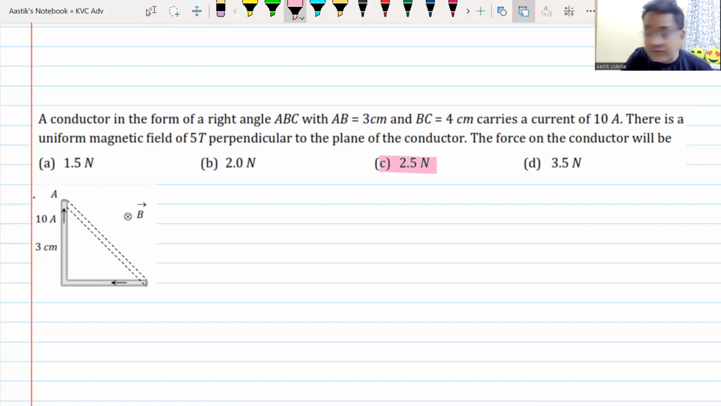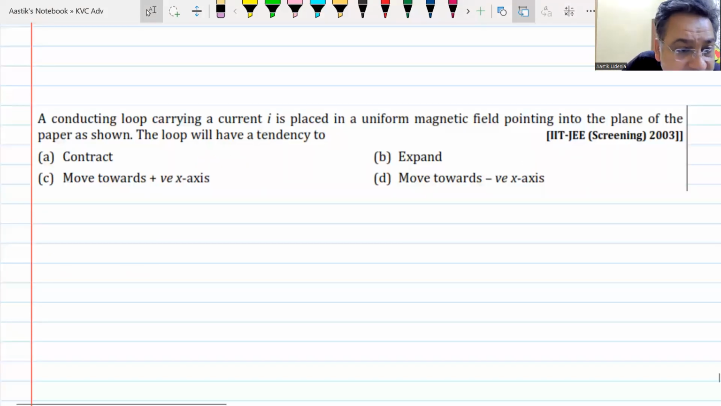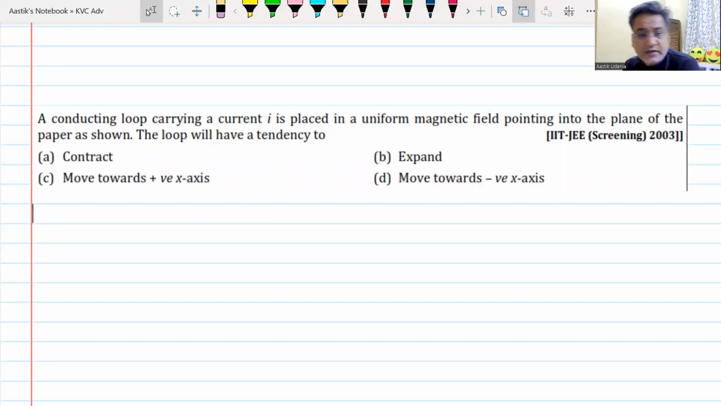This is the next question. This question has been taken from previous year IITs. A conducting loop carrying a current is placed in a uniform magnetic field pointing into the plane of the paper as shown. So the diagram is there. I'll have to show you the diagram. So this is a current carrying loop. I have drawn it like this. It is placed in a magnetic field which is coming out. What will happen to the loop?